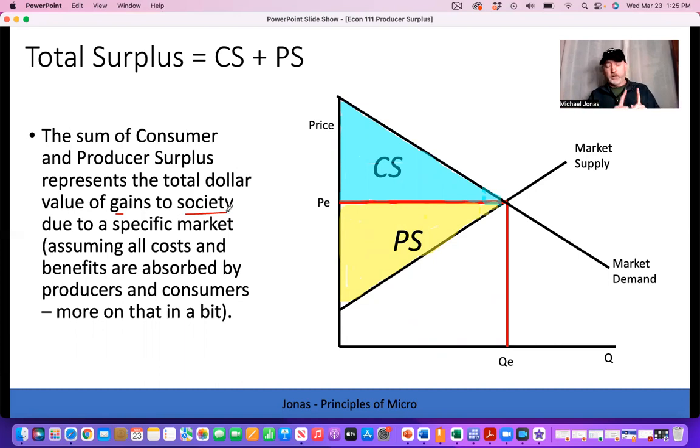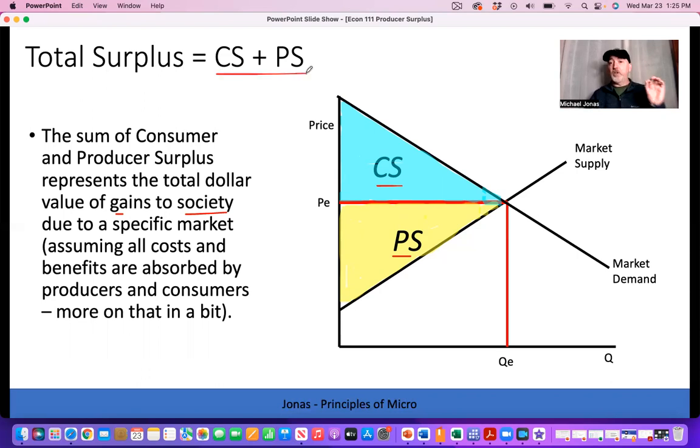Obviously we have a very limited definition of society. It's the consumers and producers of that particular product. But the assumption that we're making, that we will definitely violate later on when we look at more realistic cases, is that when we're thinking about the value added to society of a particular market, the only people that get the benefits and bear the costs are the consumers and producers. So how much does society gain from having access to local coffee shops? It's the total dollar value of consumer gain plus producer gain.